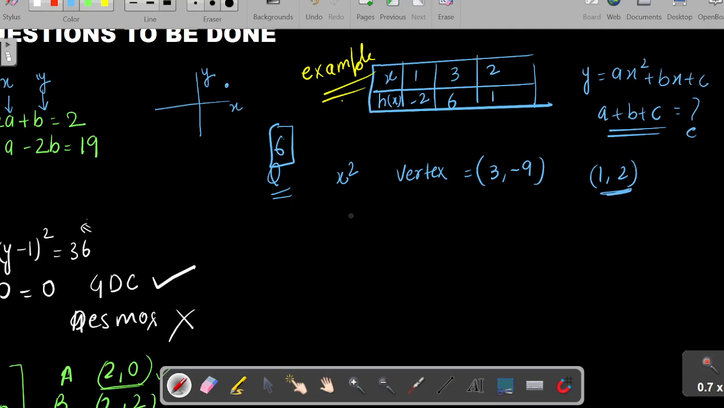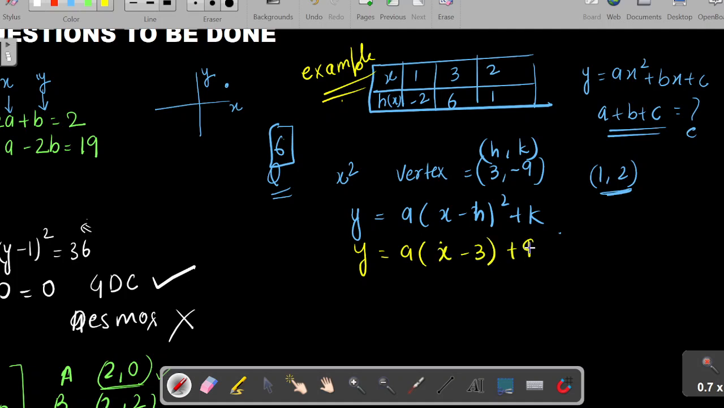Again, I have 2 points. What is the vertex form? y equals a times (x minus h) whole square plus k. So I already know the vertex. That means instead of h comma k I'll write 3, 9. So my new equation would be y equals a times (x minus 3) whole square plus 9. So I have only one unknown to find out, rest I know. Can I do that? One point is already given.